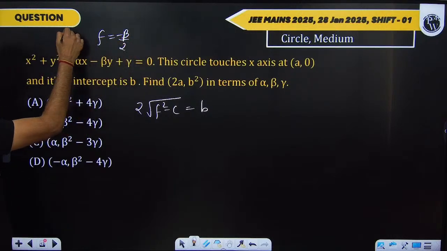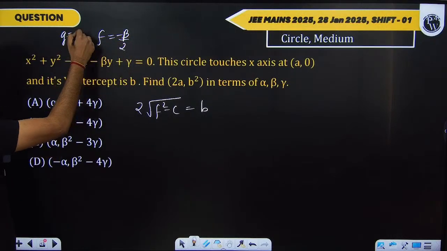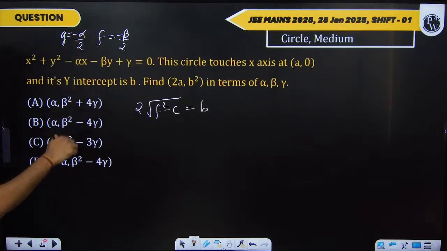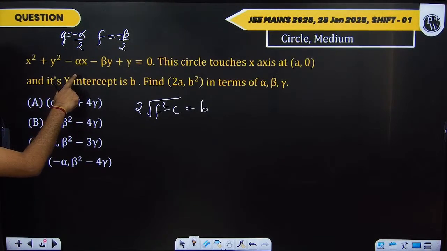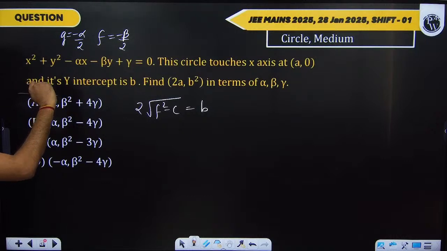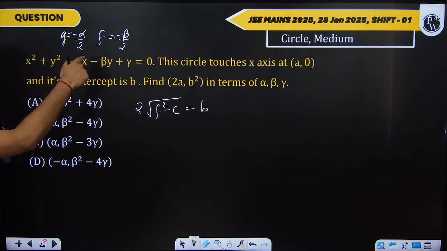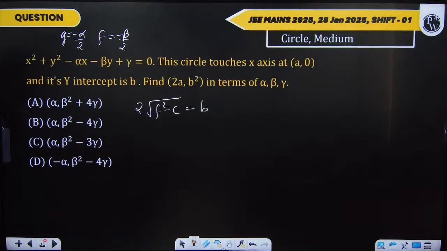What is the value of g? g is nothing but minus alpha by 2. This is plus 2gx. 2g is given as minus alpha, so g will come out as minus alpha by 2. f will come out as minus beta by 2.